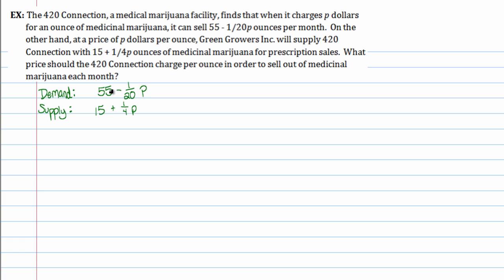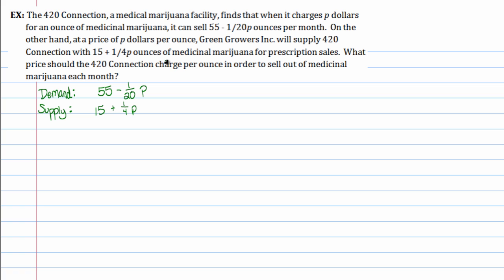Notice the demand by the public starts at 55 ounces per month at this facility, but it drops according to the price. So the higher the price, obviously the demand will lower. The supplier, on the other hand, says, listen, I'll give you 15 ounces per month, but if you want to give me more money, I'll give you more. So I'll add another 1/4 ounce per dollar that you're willing to sell it for. So this is a nice way to think about supply and demand.